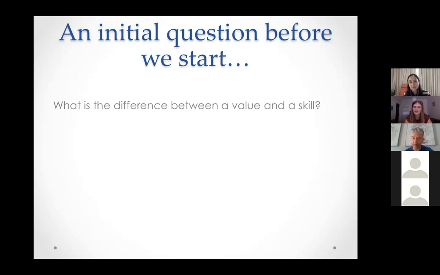Okay. She might be typing some. Yeah, she's typing. She says, I would agree with Carmen in terms of skill. So a skill is practical, the how you do something, and the value is the why you do something. Yeah, and the value is more ethical, she says.